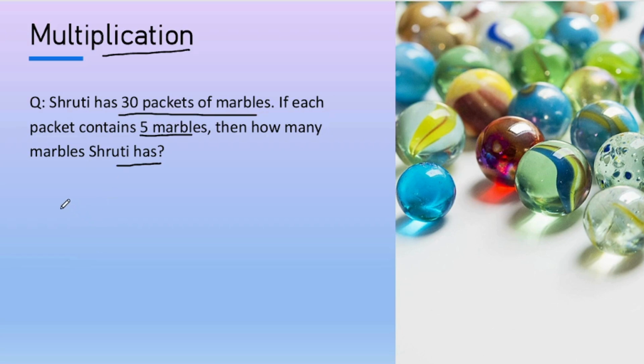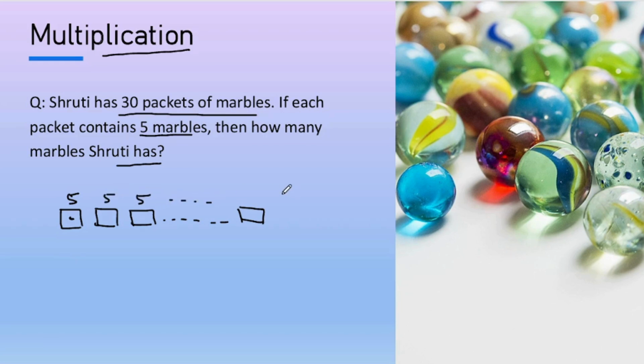For example, let's say what this says. Shruti has 30 packets of marbles. Let's say this is one packet of marbles. Like this is second, this is third. Like this, Shruti has 30 packets of marbles, and each packet is having 5 marbles, right? Let's say this is having 5 marbles, this is also having 5 marbles, 5 marbles.